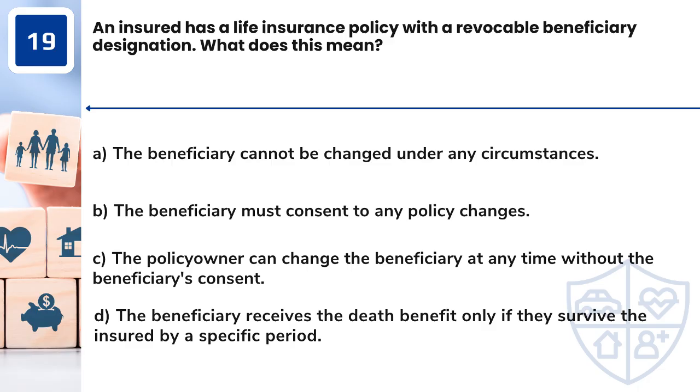Question 19. An insured has a life insurance policy with a revocable beneficiary designation. What does this mean? A. The beneficiary cannot be changed under any circumstances. B. The beneficiary must consent to any policy changes. C. The policy owner can change the beneficiary at any time without the beneficiary's consent. D. The beneficiary receives the death benefit only if they survive the insured by a specific period.